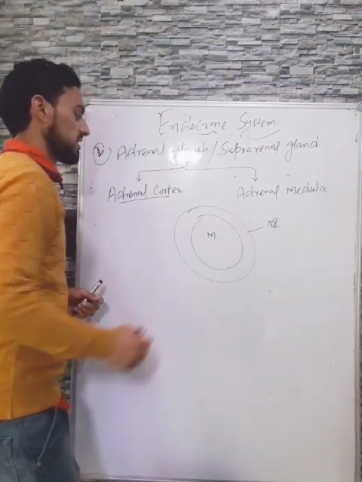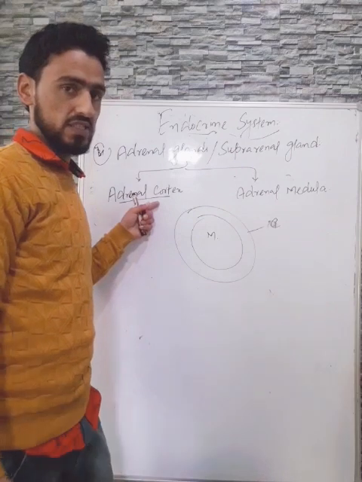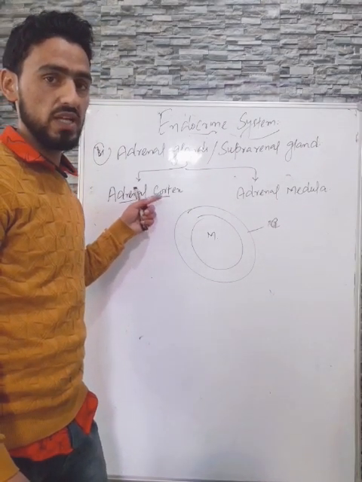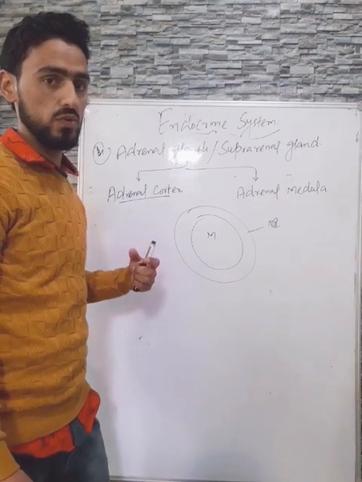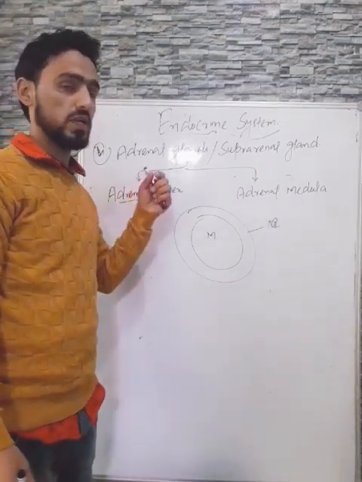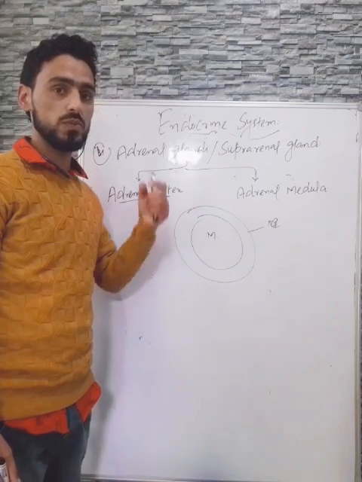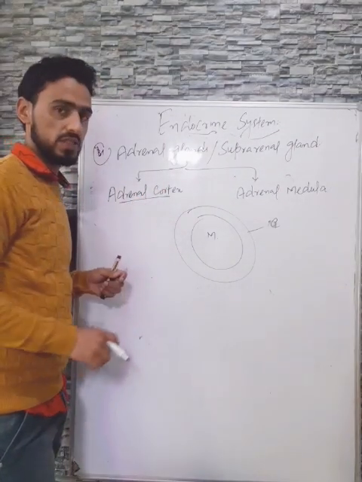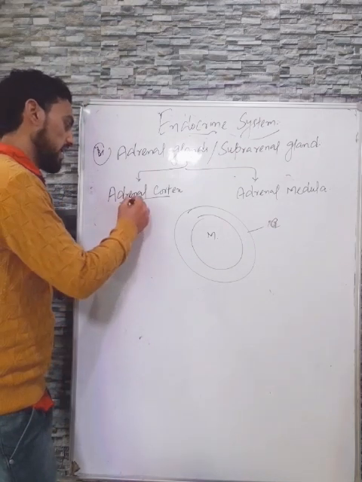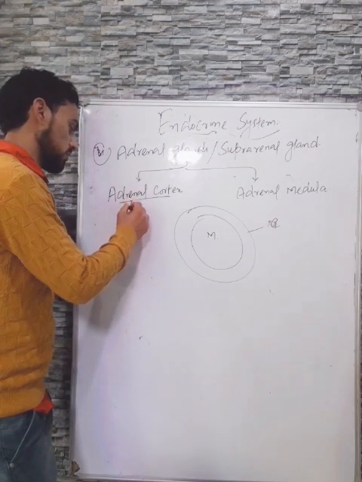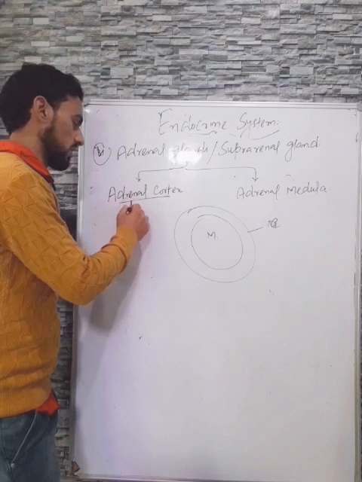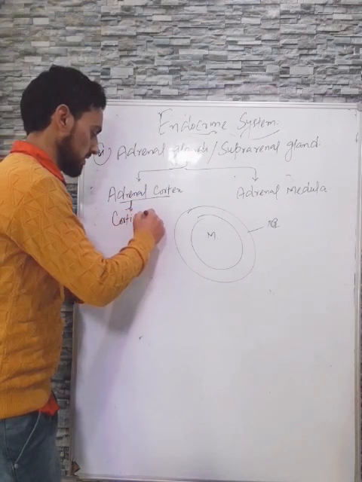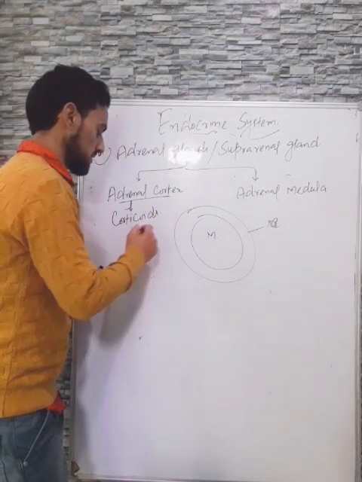As mentioned earlier, the adrenal cortex releases its hormones because of the adrenocorticotropic hormone. When it receives the adrenocorticotropic hormone from the anterior lobe of the pituitary gland, then and only then does the adrenal cortex secrete its hormones. The adrenal cortex secretes hormones which are simply known as corticoids, and there are usually three types of corticoids.